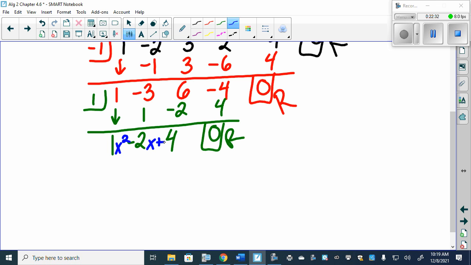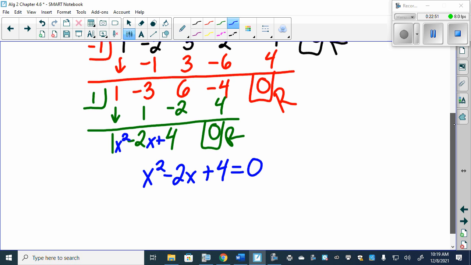Now that we're out of zeros, we can plug the variables back in, but that is fine, because where we're at is that we have x squared minus 2x plus 4 is equal to 0.